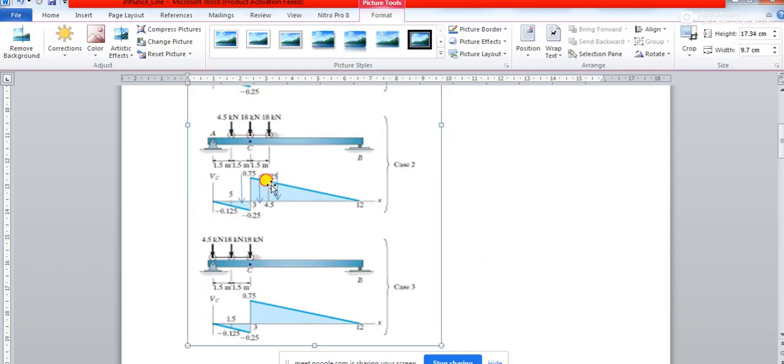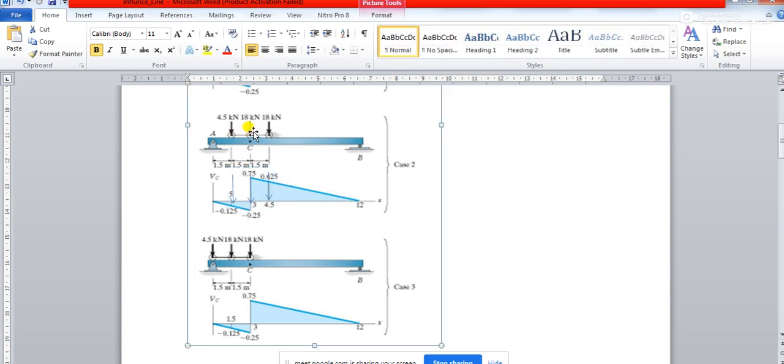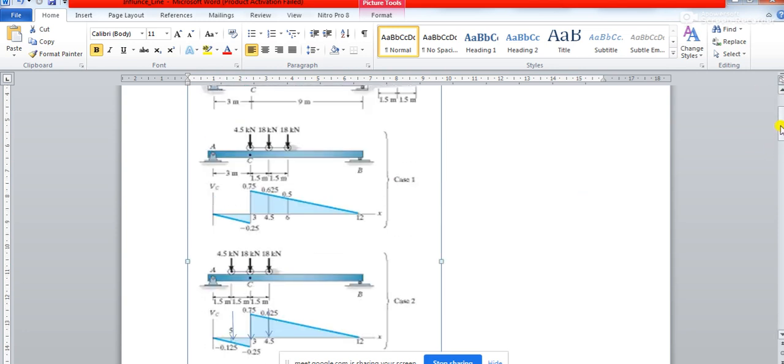See, this 18 kilonewton load will also be rising up this slope, and by how much distance will it be rising up? The distance by which it will be rising up is nothing but the distance between these two loads and these two loads, right? Because you see the distance between these two loads is given over here, that is 1.5 meter and 1.5 meter.